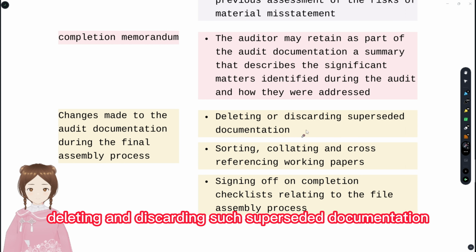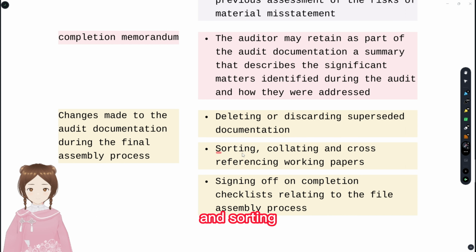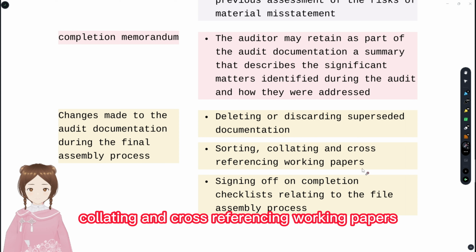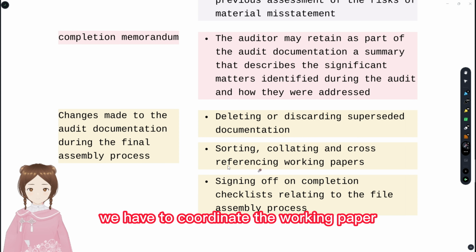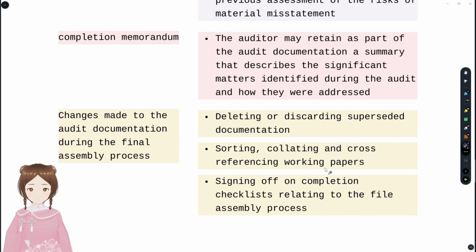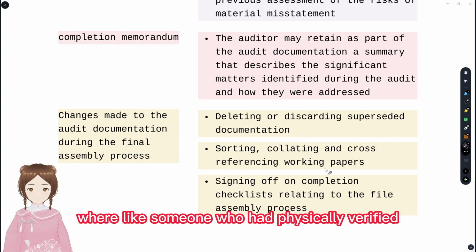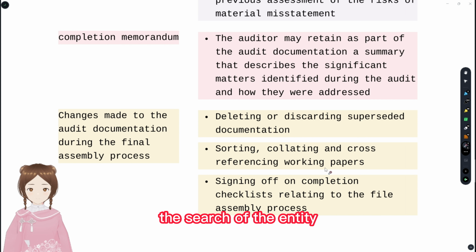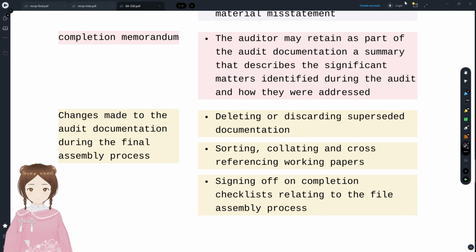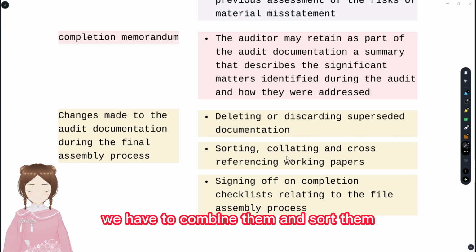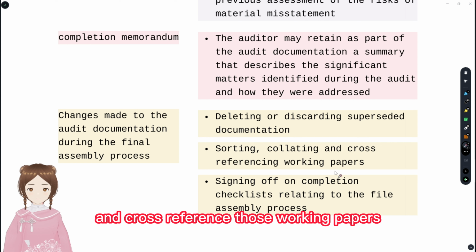Deleting and discarding such superseded documentation, and sorting, collating, and cross-referencing working papers. And you have to collate the working papers. Collating is like combining two different audit working papers into a single set, where, for example, someone who physically verified the assets of the entity and someone who verified the accounting depreciation, we have to combine them, sort them and cross-reference those working papers, and sign off on completion of checklists.